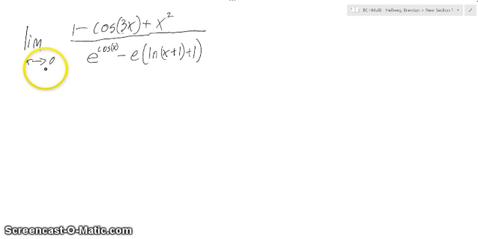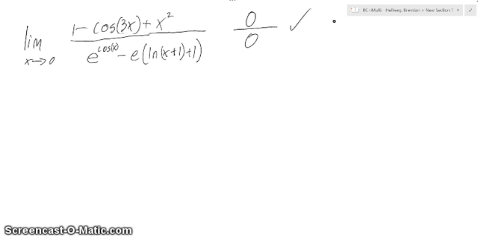So I can just tell from first glance that as x is approaching 0, this is going to be 1 minus cosine of 3 times 0, which is going to be 1. So it's 1 minus 1 plus 0 squared, which is 0. So it's going to be 0 over e to the cosine of x, that's e to the 1, which is e. And that's going to be minus e times ln of x plus 1, that's ln of 0 plus 1. So it's e minus e. So we end up with 0 over 0, which is in fact an indeterminate form.